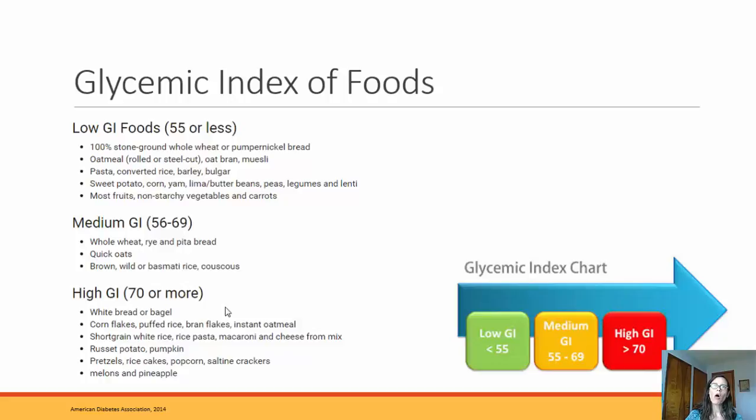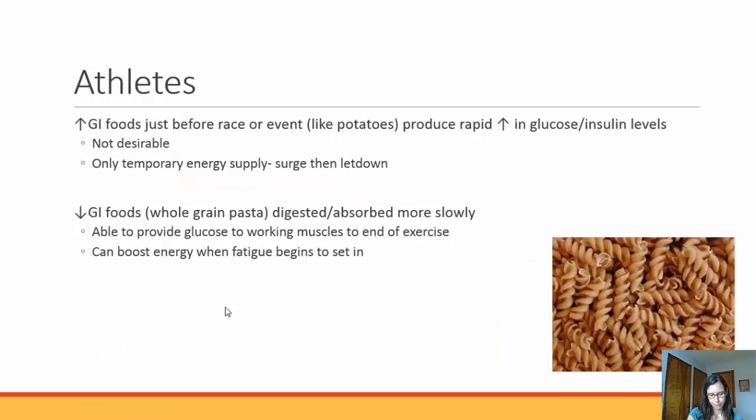So something like a whole grain might have a lot of glucose in it, but it's going to trigger a much less severe blood glucose response, so we'll have a lower glycemic index number.